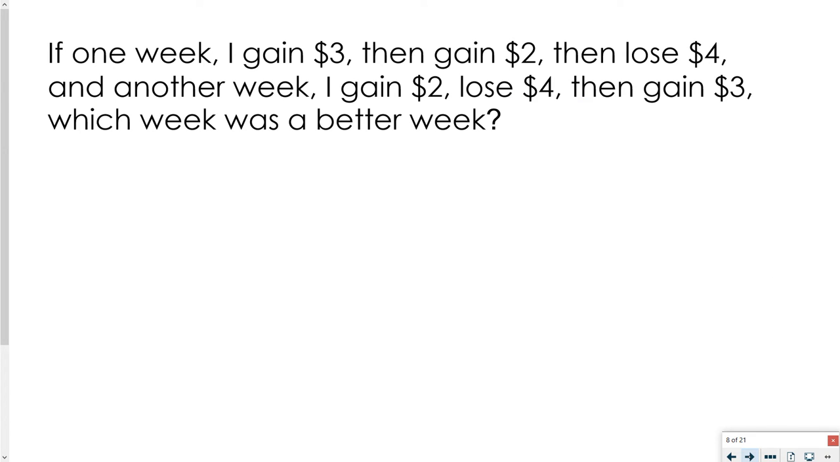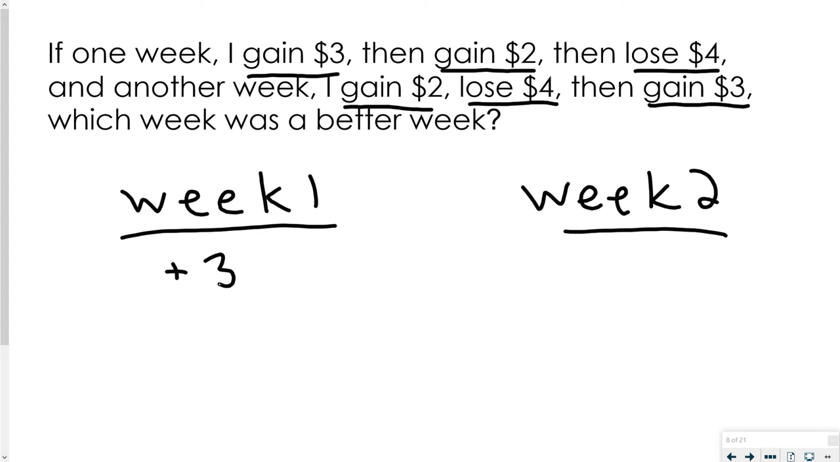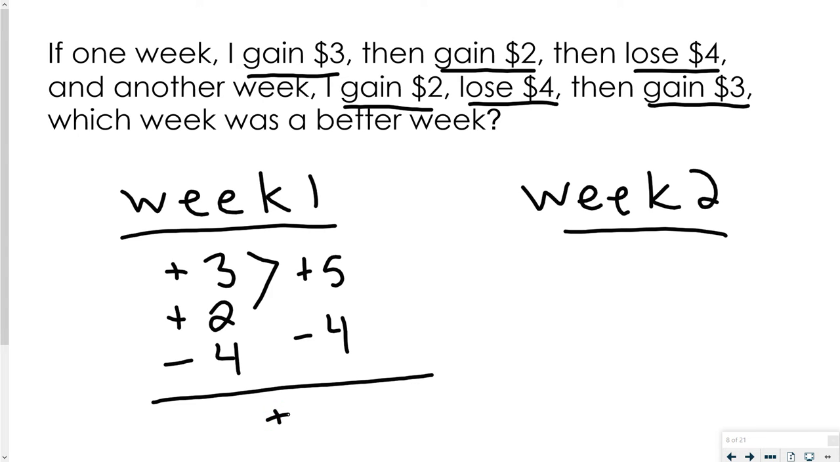So now here's a word problem. If in 1 week I gain $3, then gain $2, then lose $4, and another week I gain $2, lose $4, then gain $3, which week was a better week? So what I'm going to do is I'm going to put week 1 and week 2. So week 1, the first thing that happened is I gained 3. Then I gained 2. Then I lost 4. So overall, I gained 5 and lost 4. So for the week, I have a gain of 1.